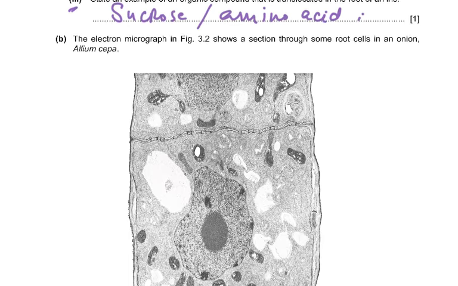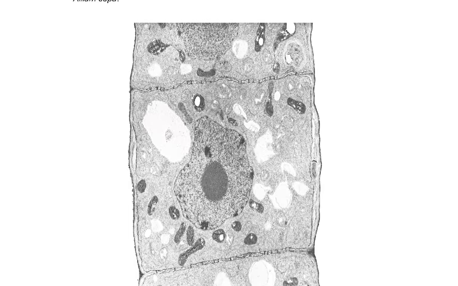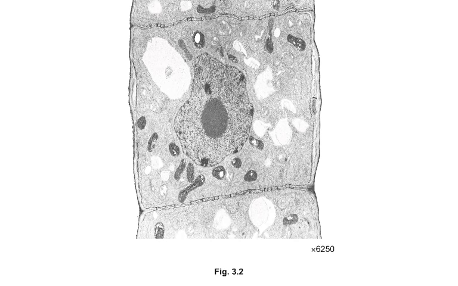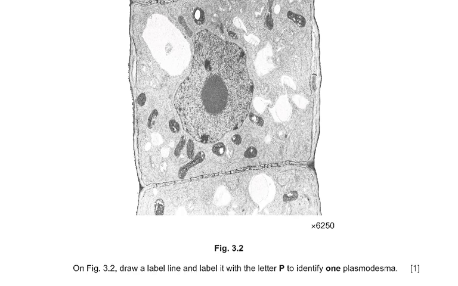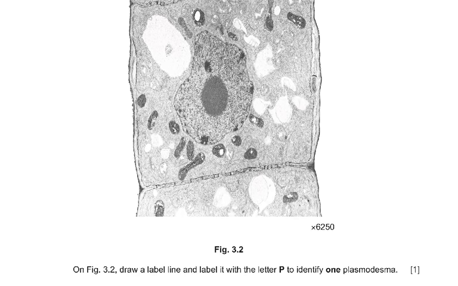The electron micrograph shows a section through the same root cell in an onion, Allium cepa, and is magnified 6250 times. Draw a label line labeled with the letter P. So this would be a plasmodesmata. Any of this would be plasmodesmata. Label it with a P to identify one plasmodesmata.